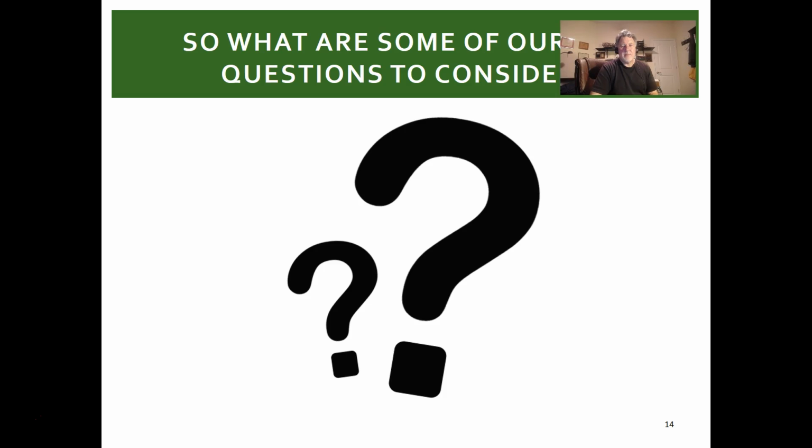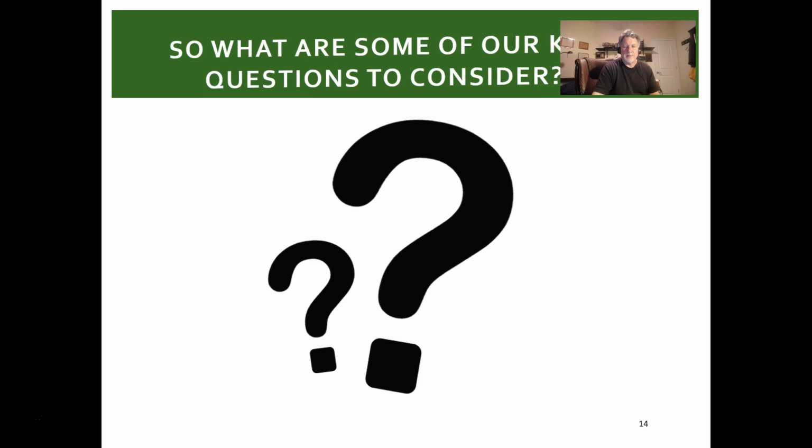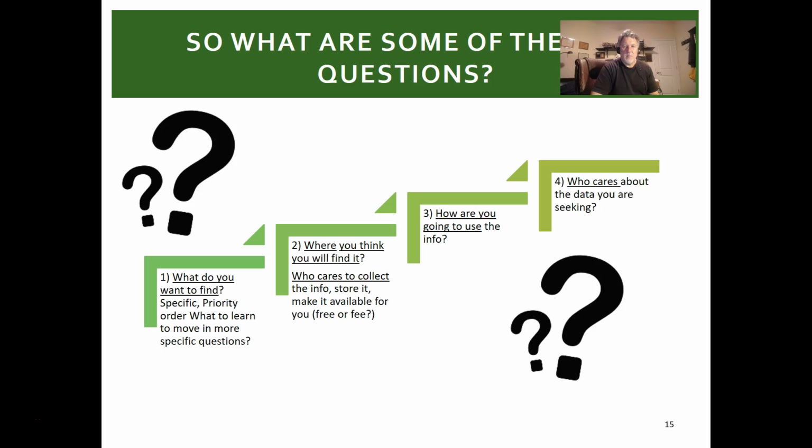So what are some of our key questions that we need to consider? What do you want to find? Specific, in priority order. Where do you think you will find it? And who cares to collect it, store it, and make it available for free or for fee, because some people will collect it and will sell it. Guess what? Google does that too.